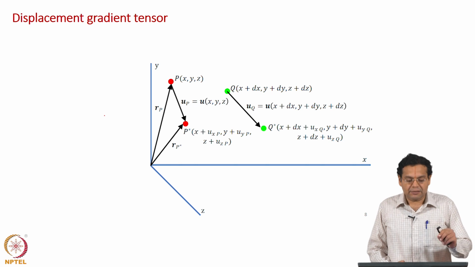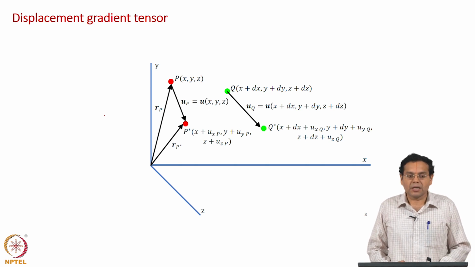Now, we will proceed with our objective of deriving the displacement gradient tensor in a more generic way in two different ways, and we will discuss now the first way, which can be called a more mathematical way.